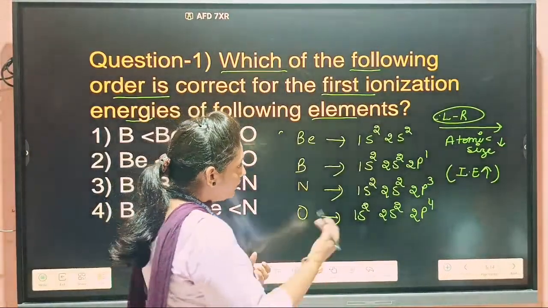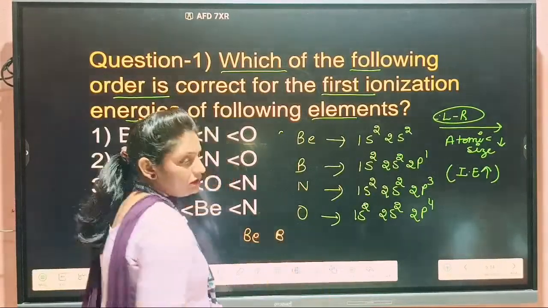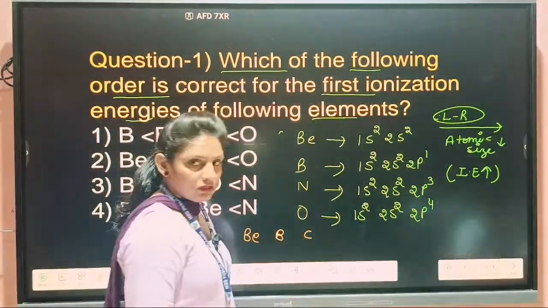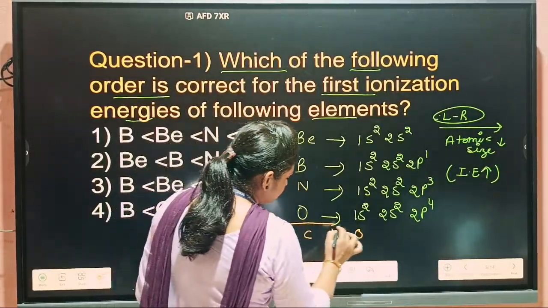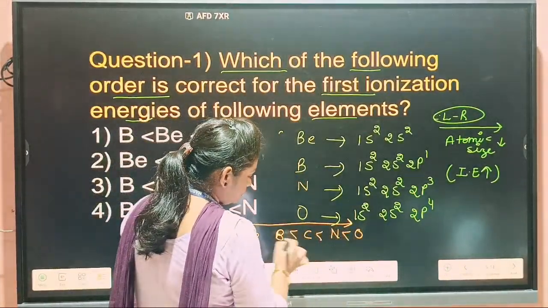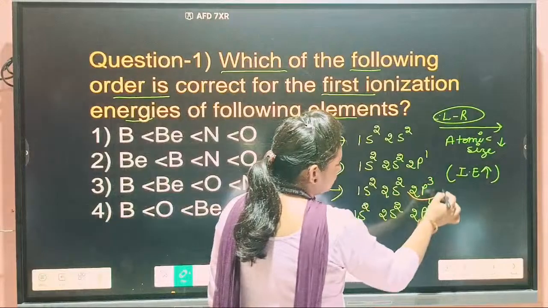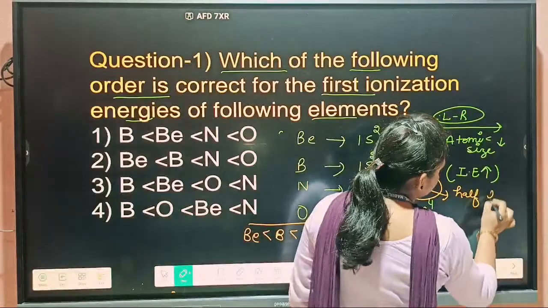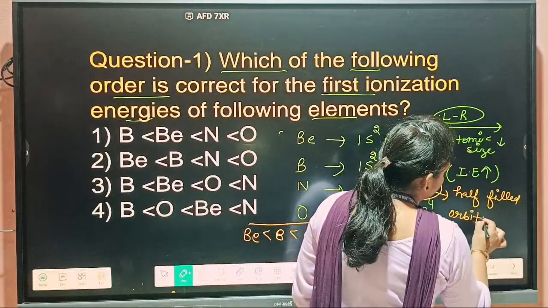So you can see, first beryllium in the period, then boron is arranged, then after boron carbon, then nitrogen and then oxygen. This means in the general trend, the ionization enthalpy order should be this one. But students, you can see here that nitrogen has a half-filled p orbital. So this configuration is more stable.